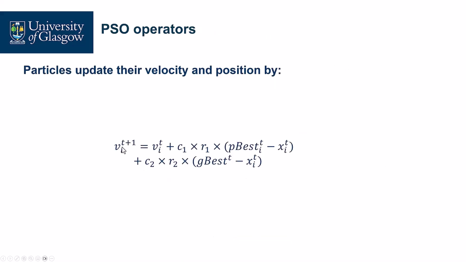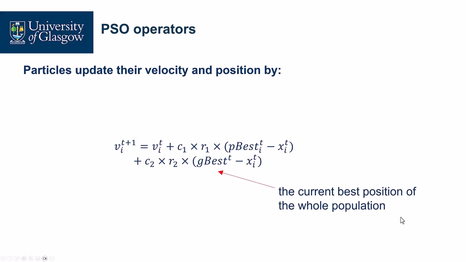Now let's first see how we update the velocity and position. So this is the formula for the velocity update. So let's first see what we know now. Because as I have said, the velocity is updated by the p-best and g-best. So let's first see the p-best and g-best. So the g-best is here. This is the current best position of the whole population. This t means in the iteration t.